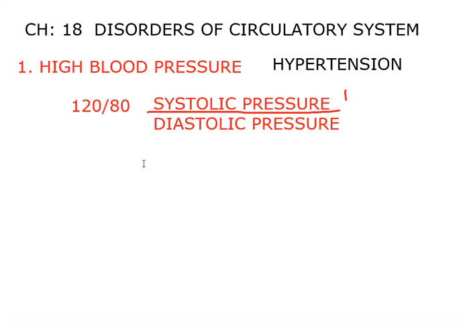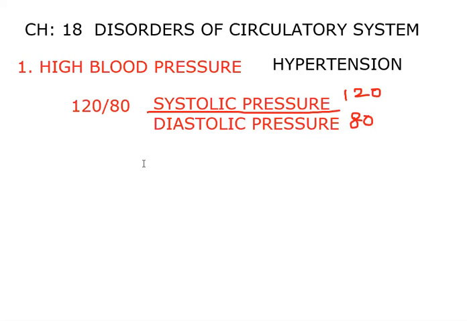Systolic pressure: during ventricular systole, the person should have 120, and during relaxation of the ventricles, the blood pressure in the arteries should be 80. That is 120 mm of Hg, millimeters of mercury pressure, the systolic or pumping pressure, and 80 mm of Hg is the diastolic or resting pressure, we can say.